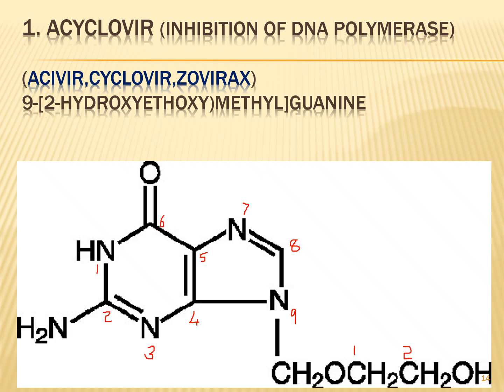Its IUPAC name is 9-(2-hydroxyethoxymethyl) guanine. So the basic nucleus is guanine. What is guanine? Guanine is a nucleobase. It is composed of a pyrimidine ring and an imidazole nucleus. So pyrimidine plus imidazole, these two fused ring structures are termed guanine. At the second position you have NH2, and at the sixth position you have a keto group. And the ninth position of this guanine is attached with a 2-hydroxyethoxymethyl group. So this is all about the structure of acyclovir.